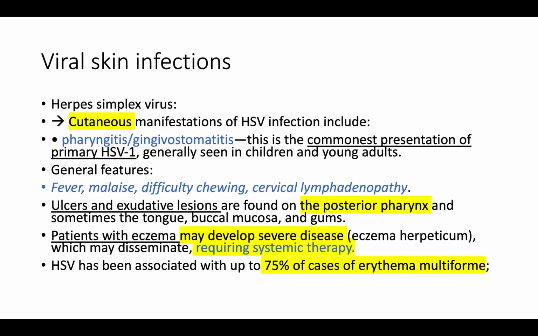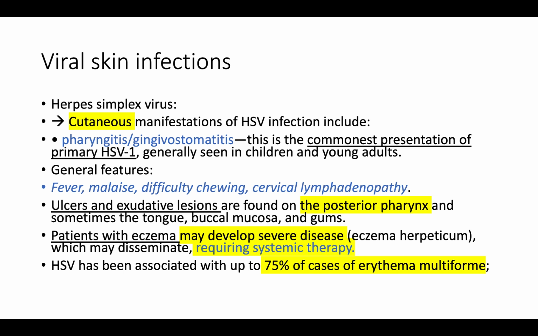So you might have difficulty chewing, think about it when you have a sore throat, swollen throat, you might have all of that. So then the ulcers and exudative lesions are found on the posterior pharynx and sometimes the tongue, the buccal mucosa and gums. Okay, patients with eczema, now this is a very important point.